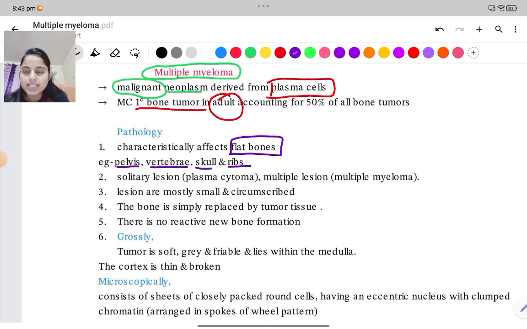It may have a solitary lesion, which is the plasmacytoma, and it may have multiple lesions called the multiple myeloma. The lesions of the multiple myeloma are mostly small and circumscribed. The bone is simply replaced by the tumor tissue. There is no reactive new bone formation like in Ewing sarcoma and the osteosarcoma.